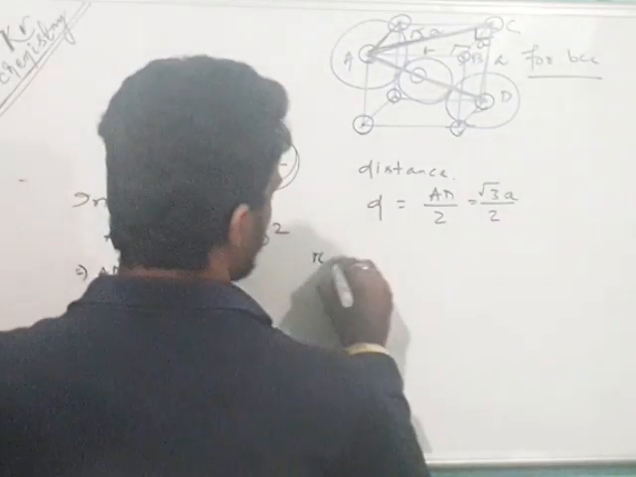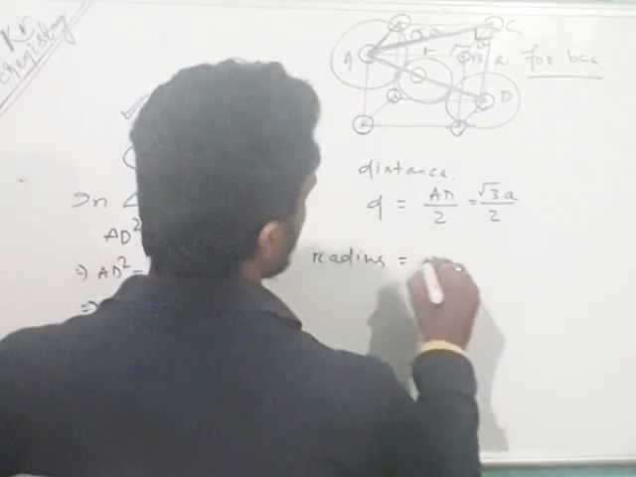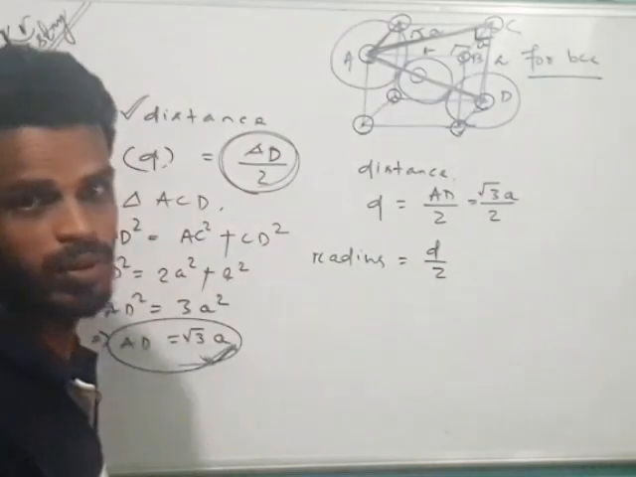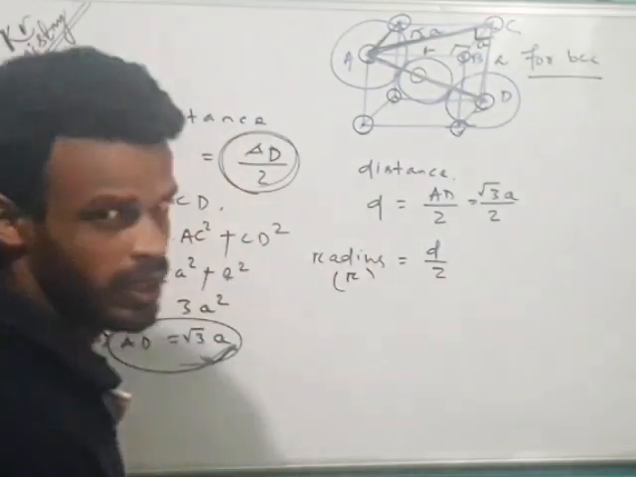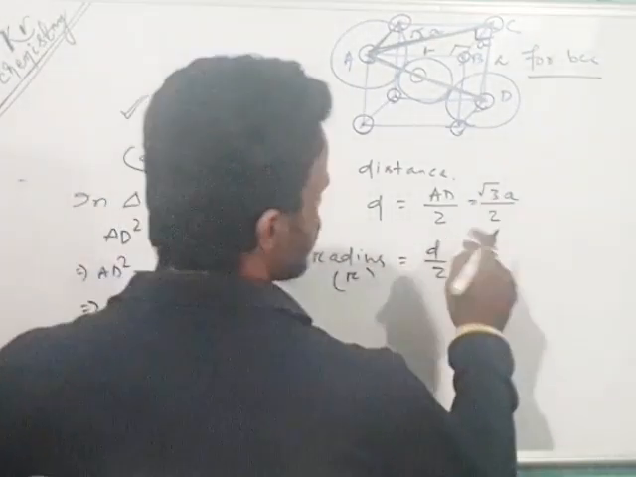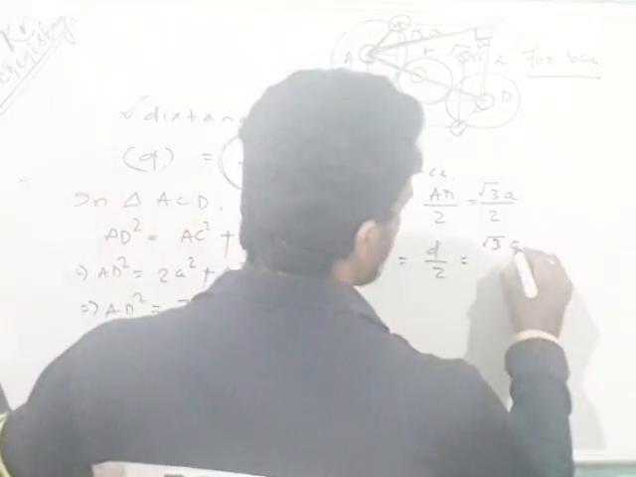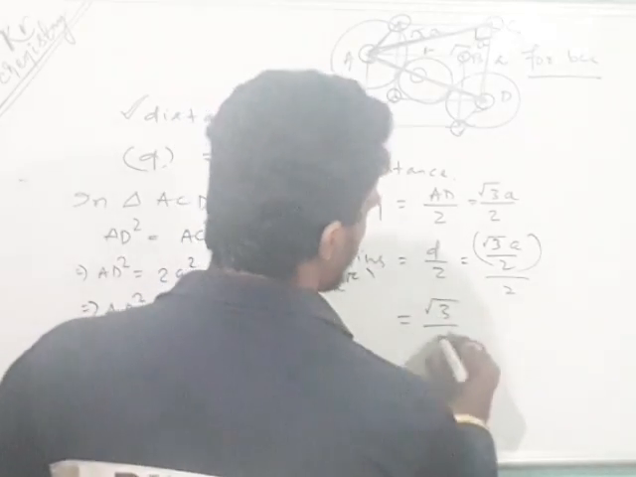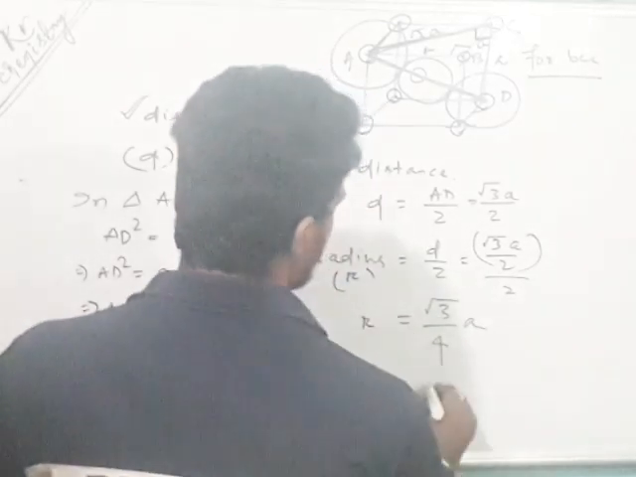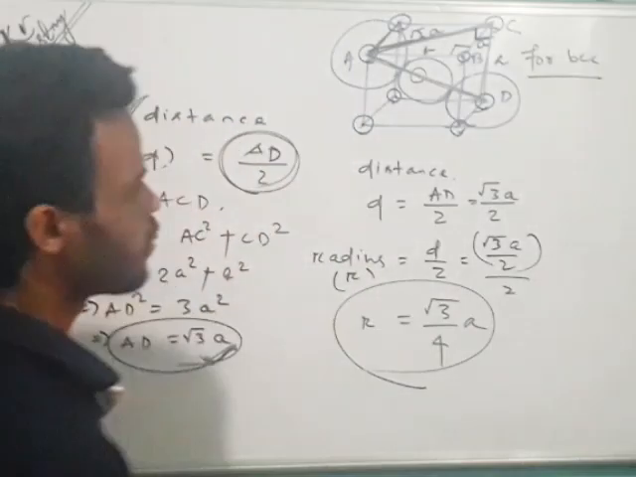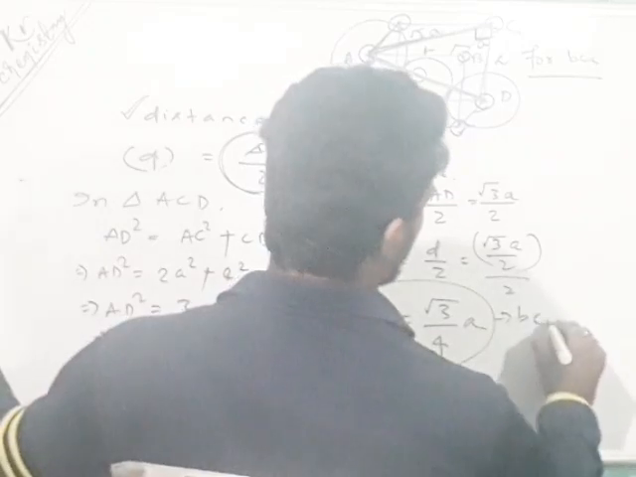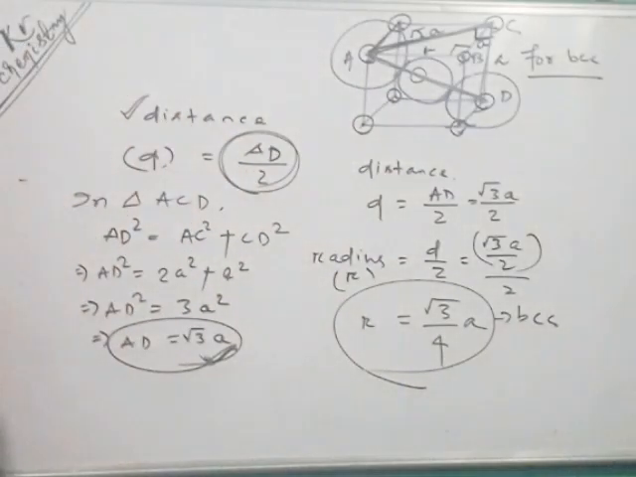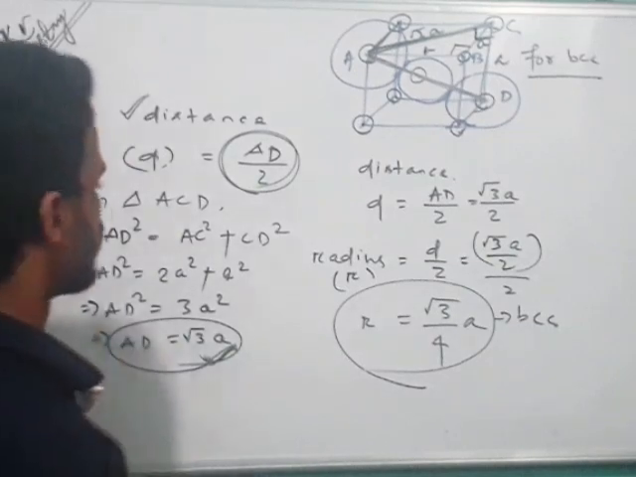Find the radius. From the radius formula, radius is equal to d by 2. Radius is r. Then the value of d is root 3A by 2, that is root 3A by 2 whole divided by 2. That is root 3 by 4 A. This is the radius of the atom for body centered cubic crystal.